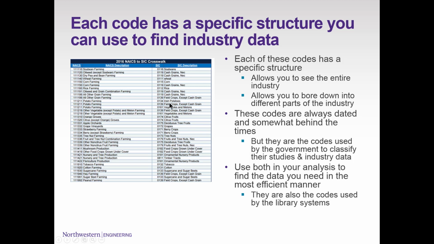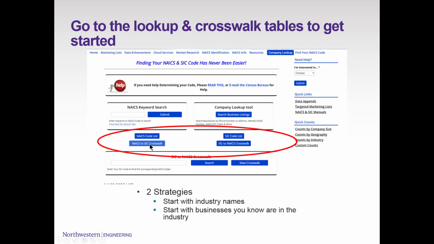As you see, they have a little bit different thing. Like NAICS has potato farming, whereas the SIC breaks it down into Irish potatoes, field crops, vegetables, and so forth. And so it gives you the ability to cross them as you need to. The best thing you want to use here is find your NAICS code or your SIC code. It's the quickest way to do it. You notice over on the sides it also has counts by company size, geography, and industry for quick counts that can give you some information real quickly.